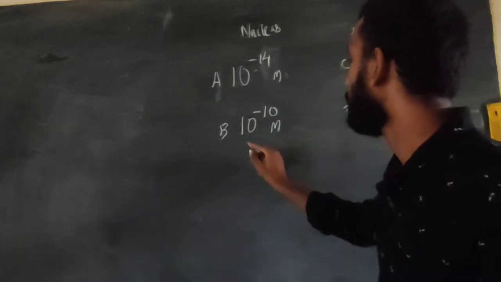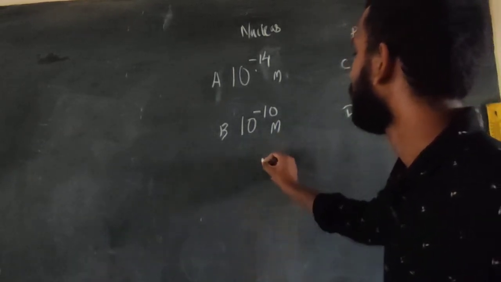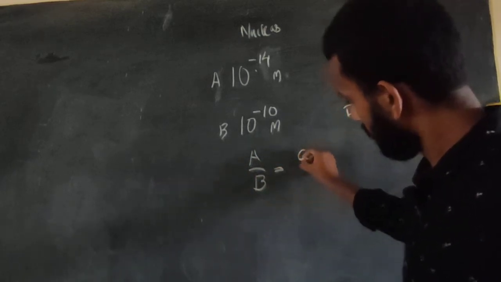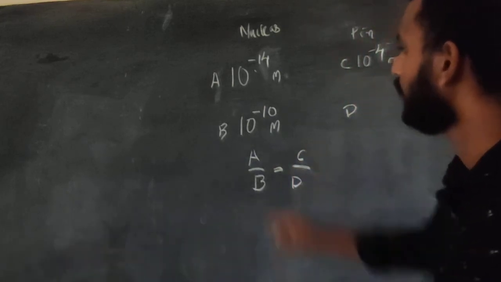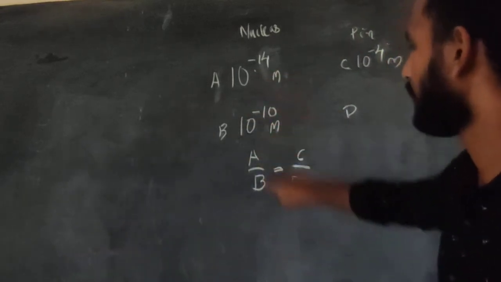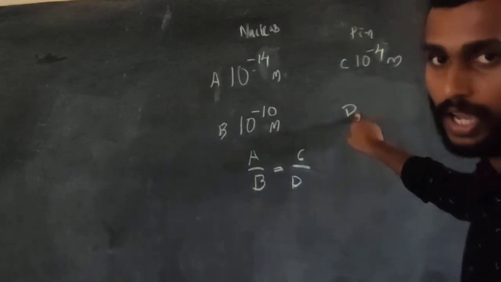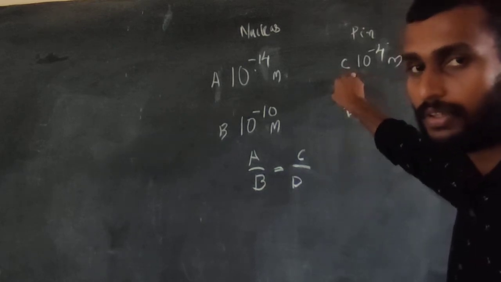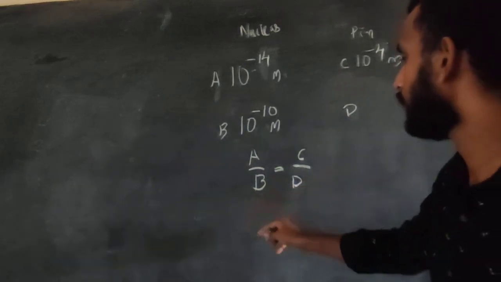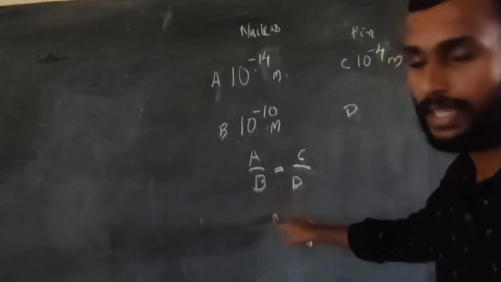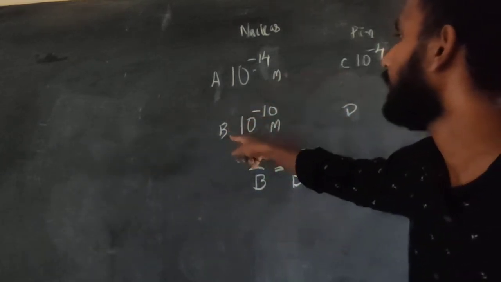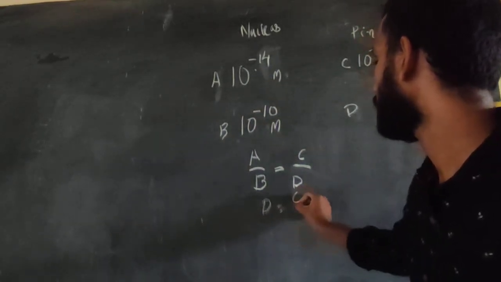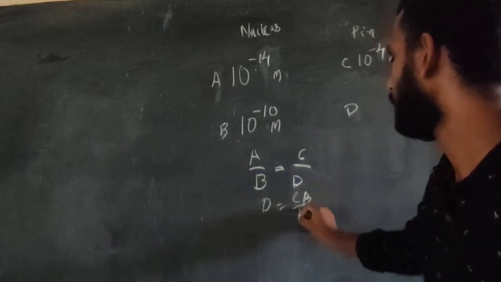Okay. So, A by B is equal to C by D. Suppose I want to find out the D value, that is, the atomic size if the nucleus is of the size of the tip of a pin. Then D will be equal to C into B by A. Okay. D will be equal to C into B divided by A.